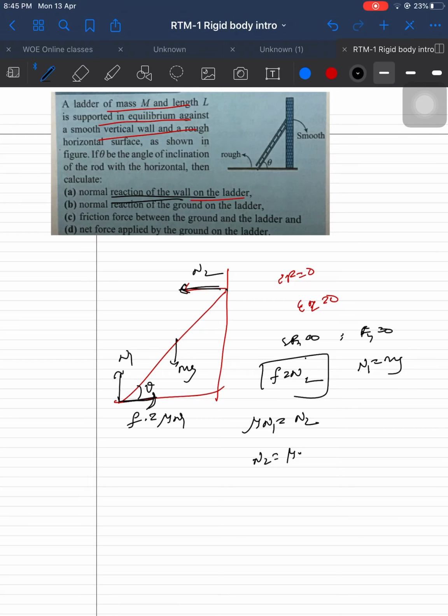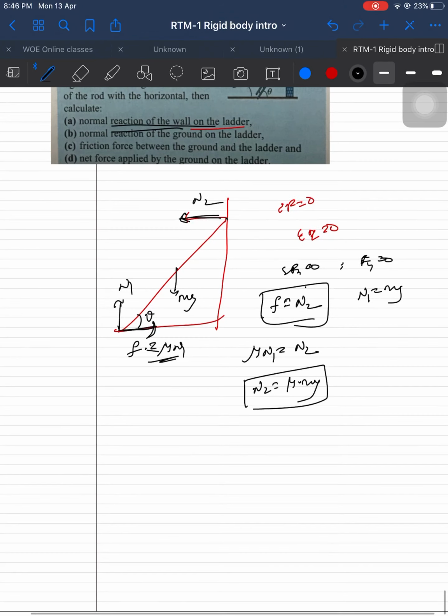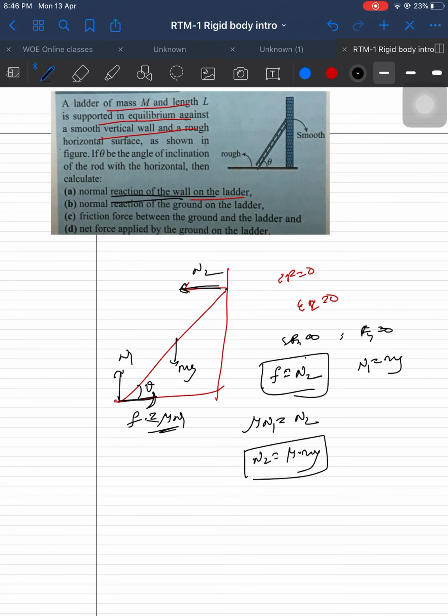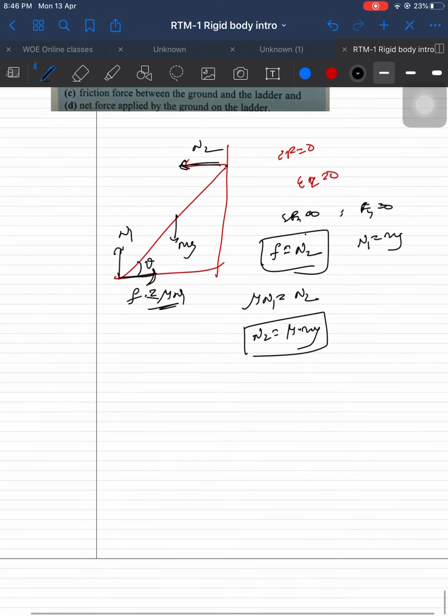I made a small mistake here. F is equal to N2, and F is also equal to mu N1, and N2 is equal to mu into mg, right? Next, find the normal reaction of the wall on the ladder.